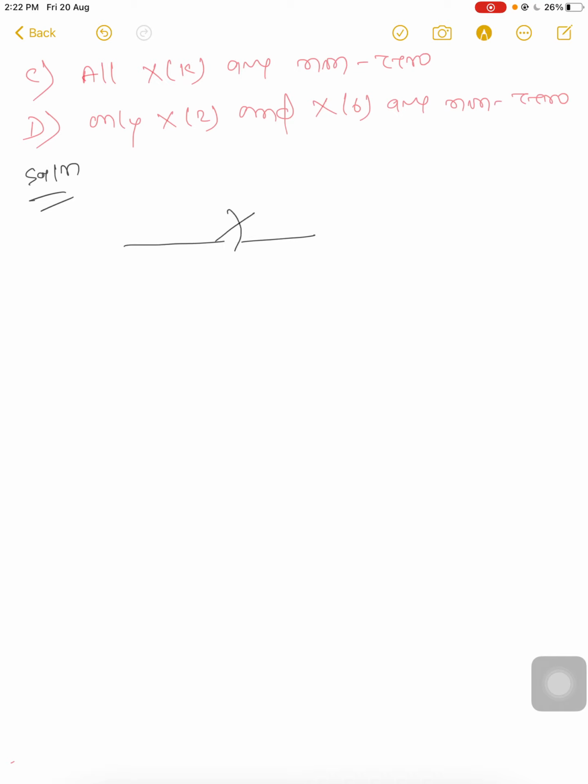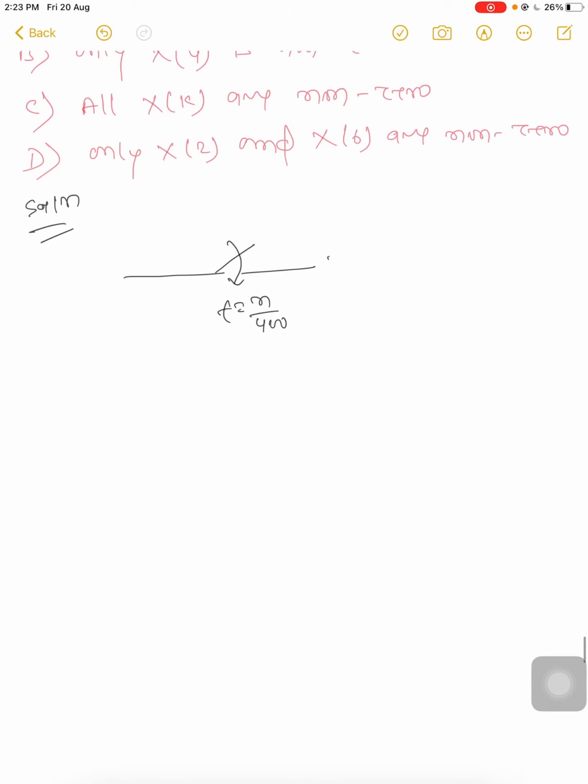Solution. Sampling is given, t is equal to n by 400. So x[n] will become x(t), x(t) will be cos 200 pi n upon 400. We have to put it in, t is equal to n by 400.